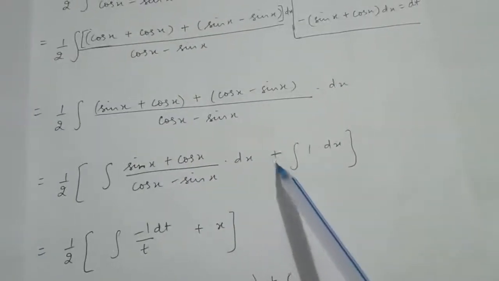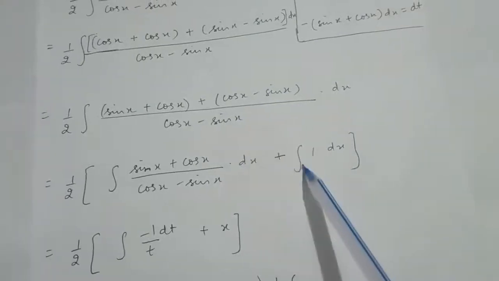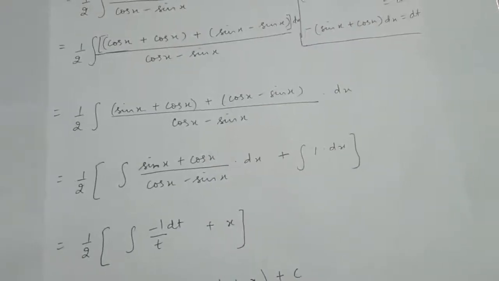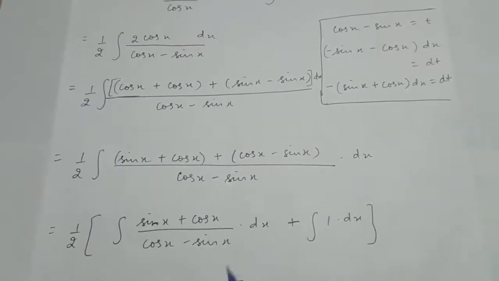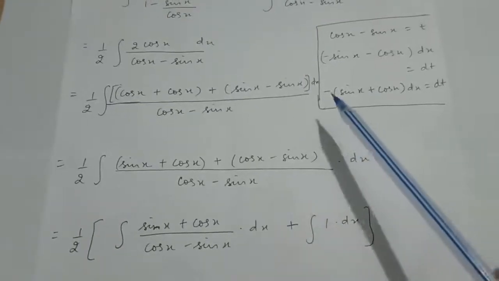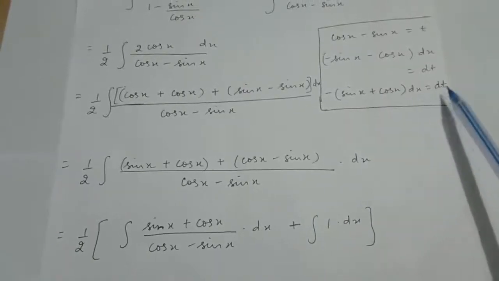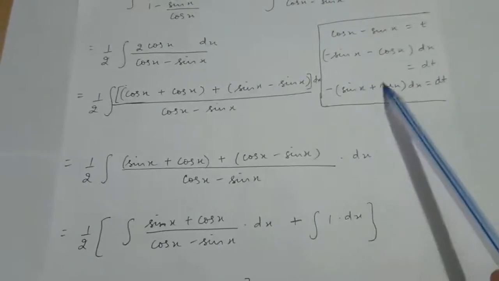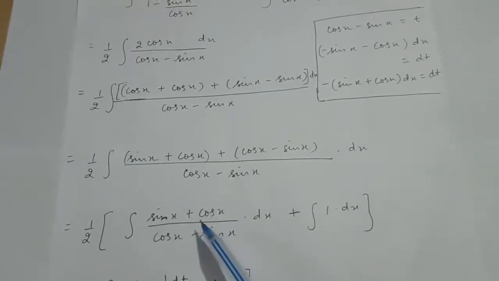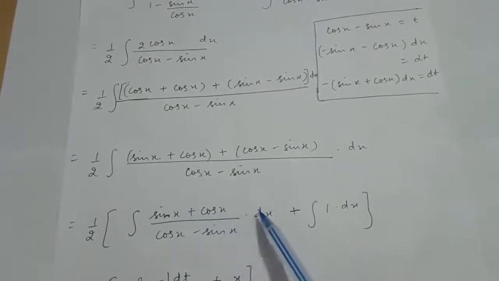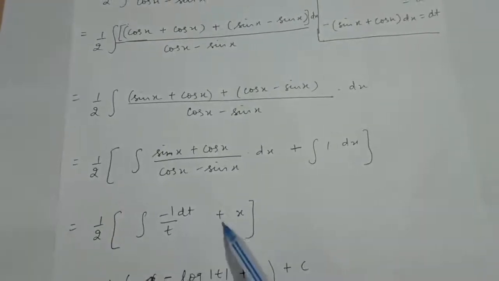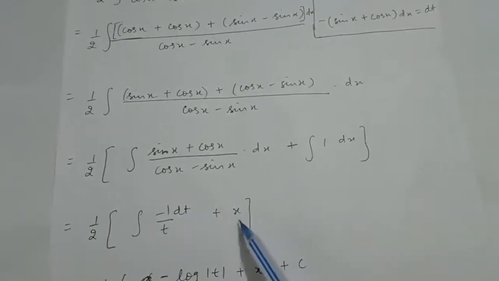plus this will get cancelled. So you will get integral of 1 into dx. Now if you will take this denominator as equal to t, then you will get minus of sin x plus cos x into dx equal to dt. So we wanted this in the numerator and now it is here in the numerator, right? So let this as t, then sin x plus cos x into dx will be minus dt, and this is as t, plus integral of 1 is x, right?